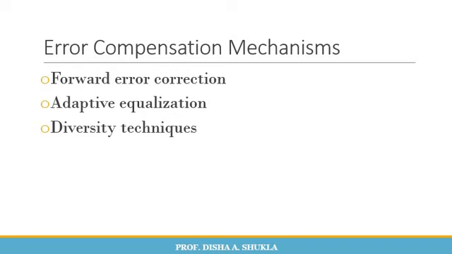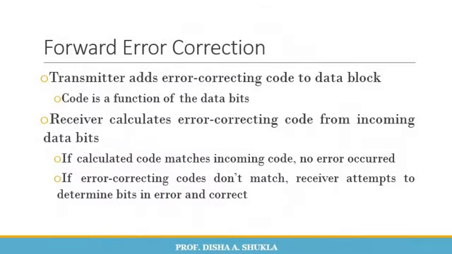For that, there are three different mechanisms. The first one is forward error correction, the next is adaptive equalization, and the third one is diversity techniques. So, what is forward error correction? Transmitters add error correcting codes to the data blocks. That is, the code is a function of data bits. This has been added to the actual data block.